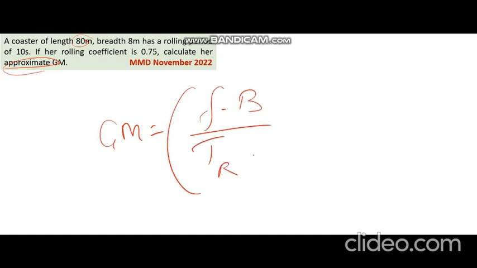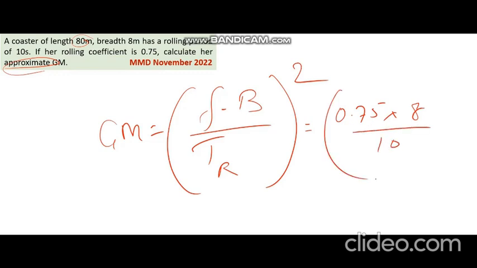And we know GM is equal to (F into B upon T_R) whole square. Correct, guys? Coefficient is 0.75, breadth is 8 meters, rolling period 10 seconds, whole square, get the GM. How much does it come to? So many meters. 0.36. 0.36.